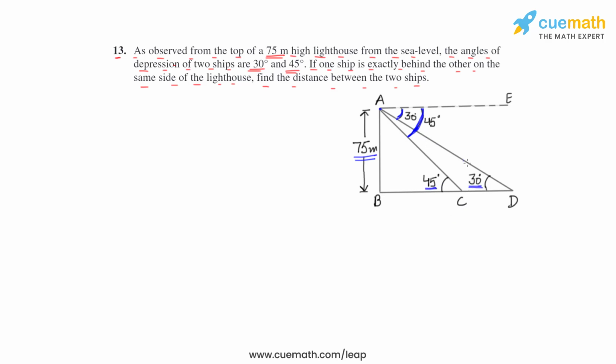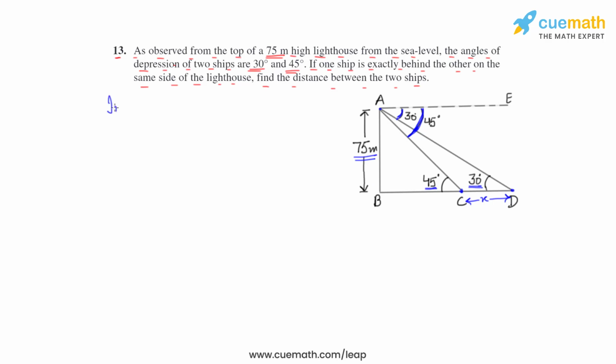So now we have to find the distance between the two ships. That is, one ship is here, another ship is here. We have to find distance between them. So let the distance between them be x. Now we have to find this x. So what we will do, we'll use the trigonometric ratio once in triangle ABC, then in triangle ABD. So in triangle ABC, first we will find BC.